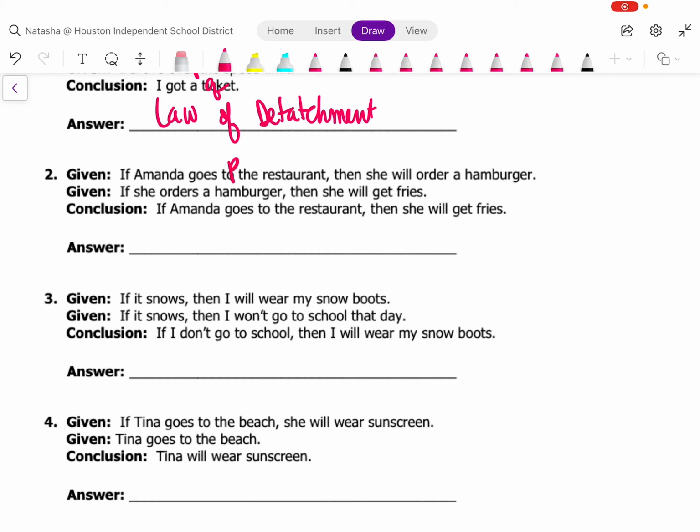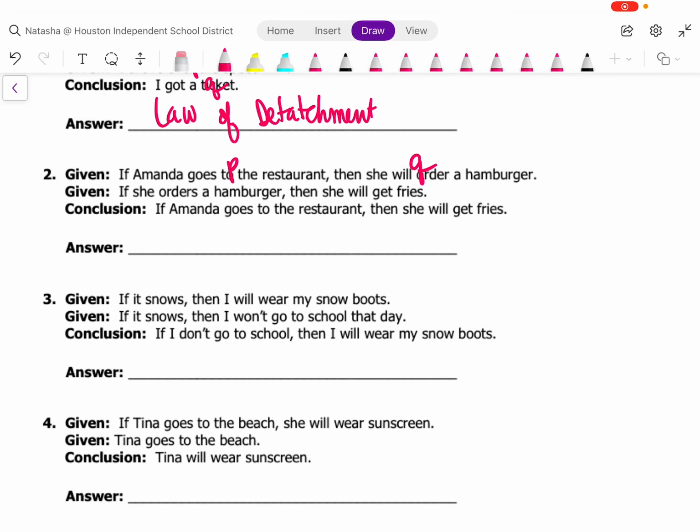Okay, let's look at number 2. If Amanda goes to the restaurant, so that's P, then she will order a hamburger, so that's Q. If she orders a hamburger, so that's Q again, then she will get fries. That is a new statement, so that is R. If Amanda goes to a restaurant, so that's P, then she will get fries. That's R. So we know this is law of syllogism.